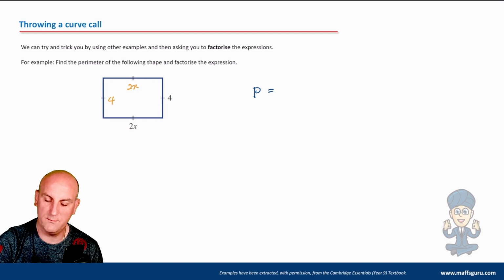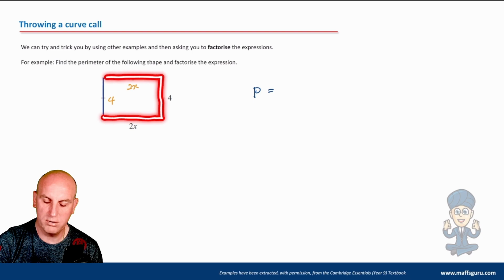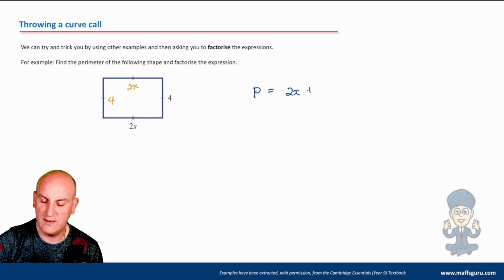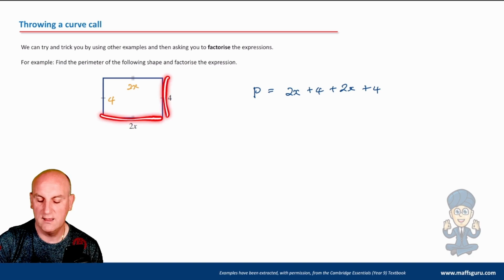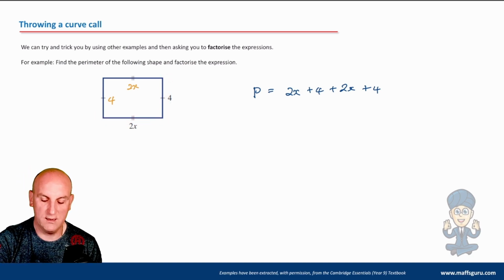So in which case, if I work my way around, I'm going to do 2x plus 4 plus 2x plus 4. Now again, I know lots of people do this in lots of ways. 2x plus 4 plus 2x plus 4. I know some people will double this straight away and go 4x and double that and give it 8. But I do it so that everyone understands this. So now we're going to simplify.